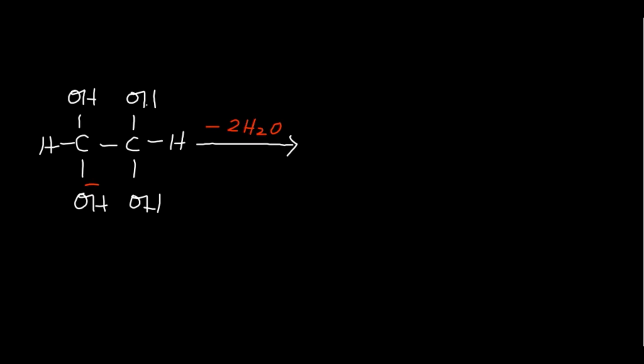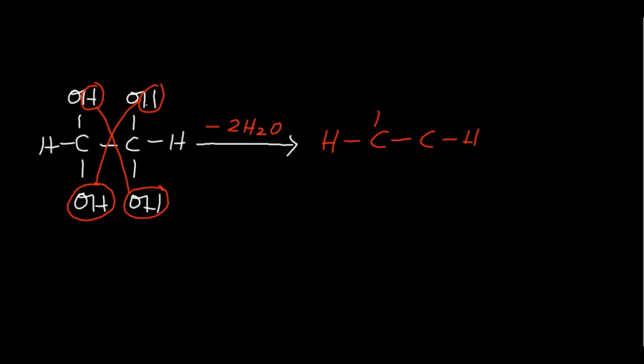Right, students? Hydroxyl group from this carbon and hydrogen from this carbon will be removed in the form of water. Similarly, hydroxyl group from this carbon and hydrogen atom from this carbon will be removed in the form of water. As a result here we get a molecule like this. We have double bonds between oxygen as well as carbon. This molecule is known as glyoxyl.